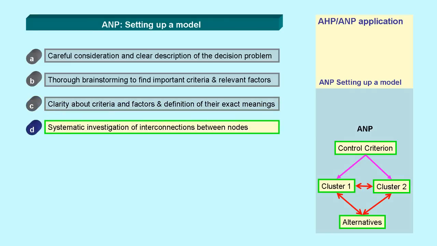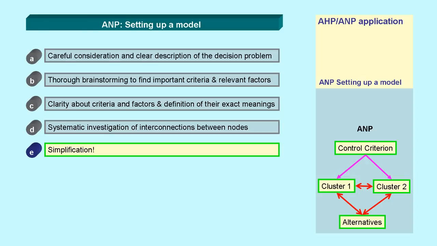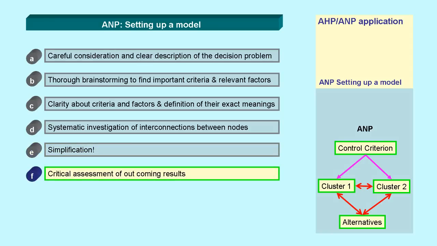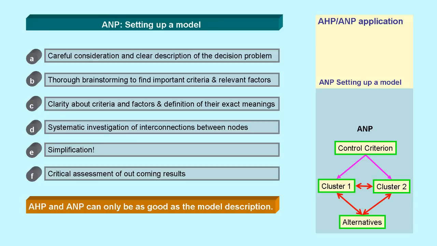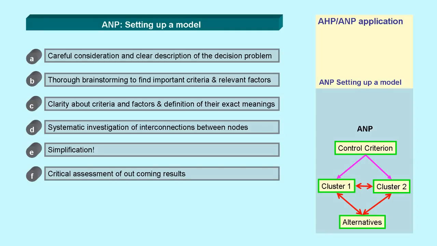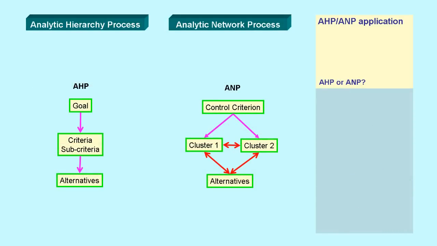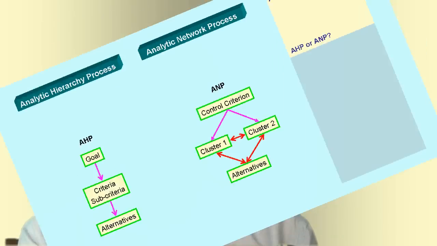For complex models with a large number of factors or criteria, you could already start with preliminary comparison to filter out factors with low impact. Try to simplify first. Anyway, the model can be extended later. Once you have finished the model, make a critical assessment of the outcoming result. Whatever outcome you get, the method can only be as good as the model description is. And don't forget, it's only one of many possible methods which can support you in your decision making. Whatever method you use, finally, the one who decides has to take the responsibility for the decision.